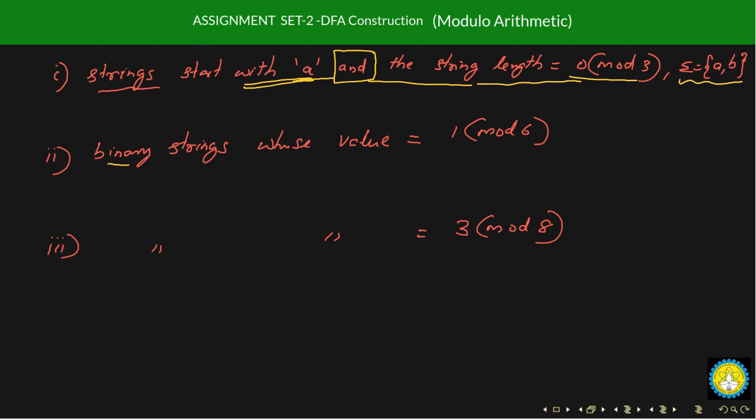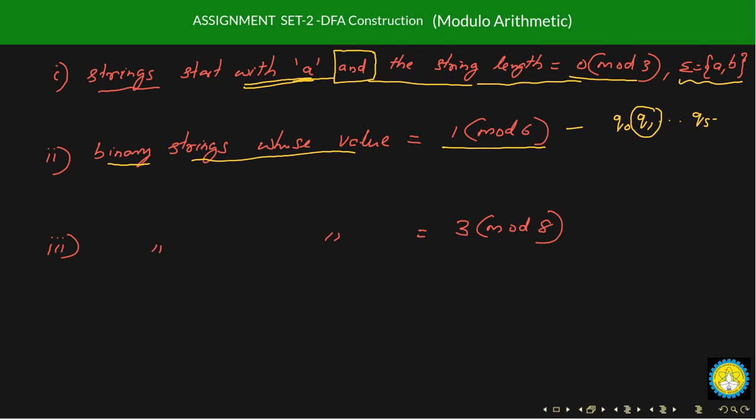And the second question is binary strings whose value is congruent to 1 mod 6. Okay, so binary strings whose value when divided by 6 will give you a 1. Similarly, remember this has to be minimized. From this question you can understand that if you are drawing the transition diagram straight away, you will get 6 states starting from Q0, Q1 up to Q5. You'll have six states, and you have to have Q1 as your final state.